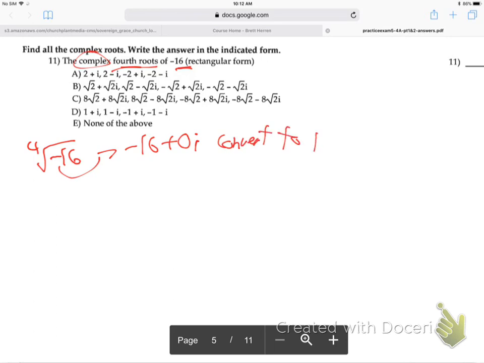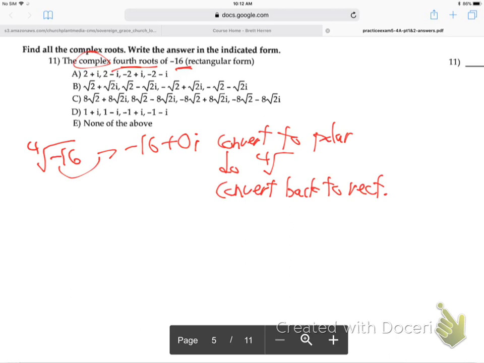Convert to polar. Do the 4th root. And convert back to rectangular. It's going to be a big, long, difficult one. So convert to polar, do the 4th root, convert back to rectangular.